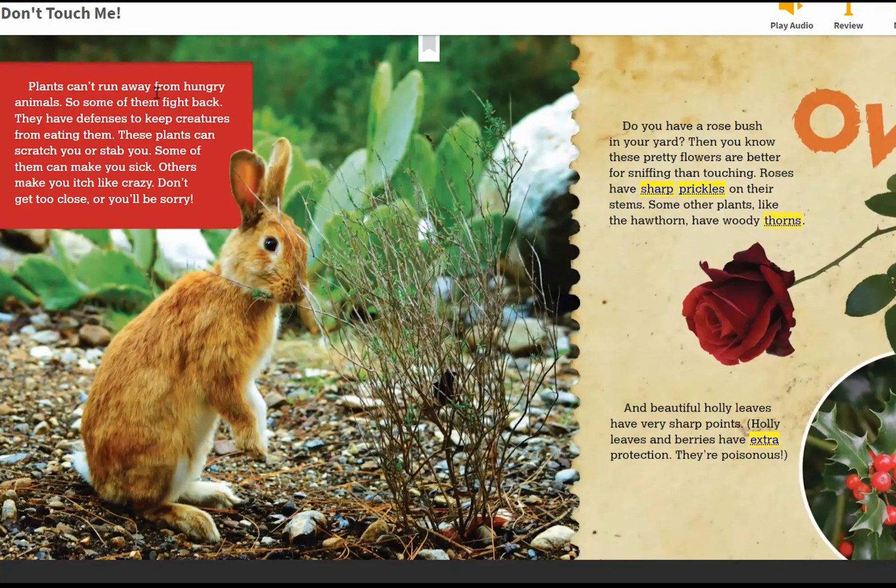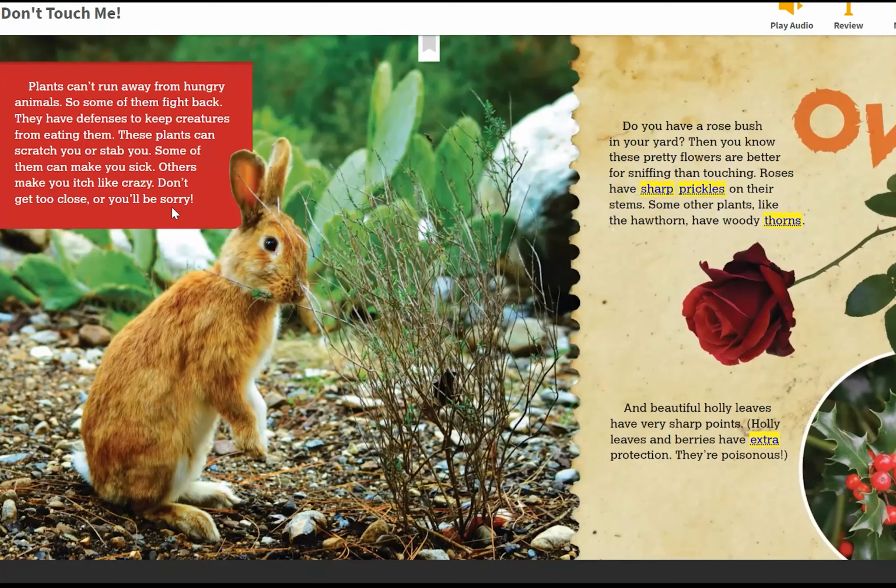Plants can't run away from hungry animals, so some of them fight back. They have defenses to keep creatures from eating them. These plants can scratch you or stab you. Some of them can make you sick. Others make you itch like crazy. Don't get too close or you'll be sorry.